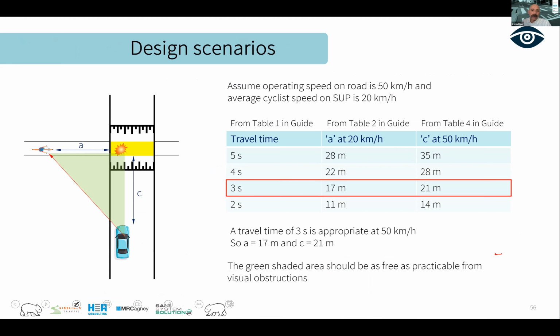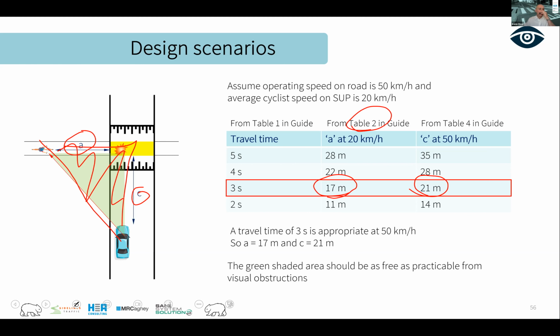So just an example here. You selected a 3-second travel time, and then from that table 2, you select and find that, okay, we need 17 meters back for A, and we need 21 meters back for C, and that's then our sightline triangle that we need to try to keep clear. So that again is just the process, but it's a nice sort of way to think about these things.